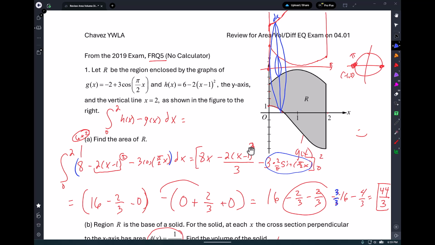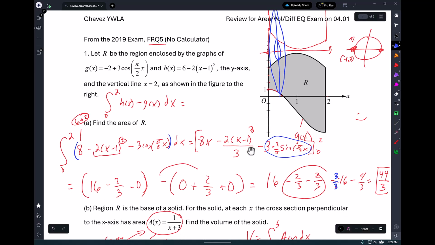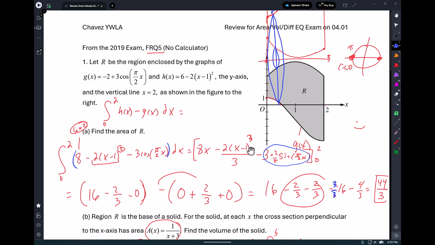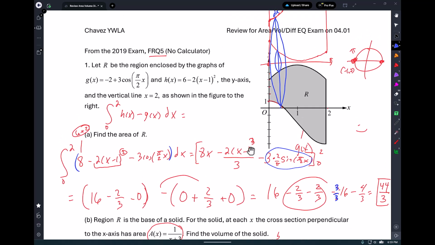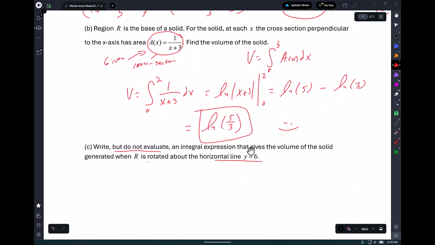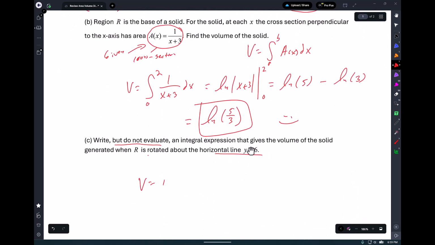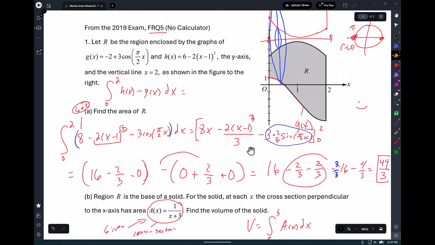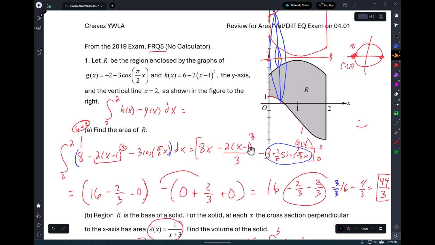And we're going to add up all these cross sections, an infinite amount, to get volume. So here we go. Remember, that's a washer, guys. So volume equals pi on the outside, integral 0 to 2. It says do not evaluate, big parenthesis, big R. All I'm doing is the distance from the axis of rotation all the way to that curve.